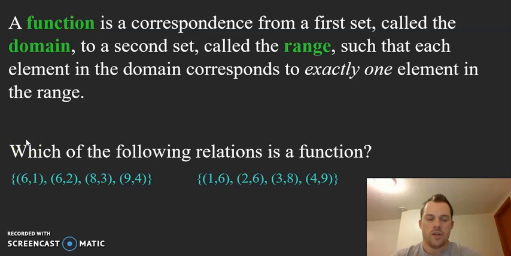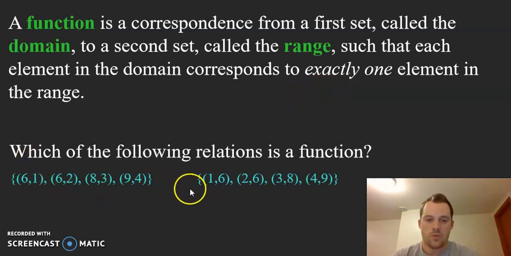So a function is like a specific type of relation. Here it says that it is a correspondence or relation from a first set, the domain, to a second set, the range. And that is pretty similar to what we define as a relation, but a function specifically has to have each element in the domain corresponding to exactly one element in the range. So there can't be an element in the domain, our x values, that goes to two or more different y values.